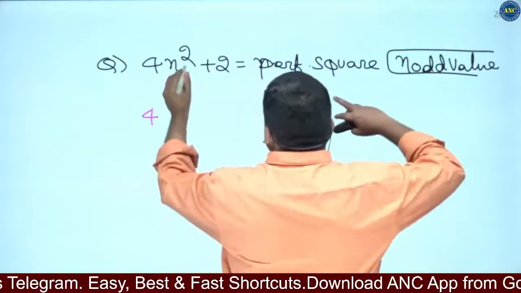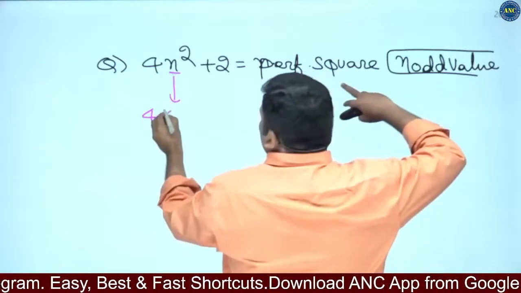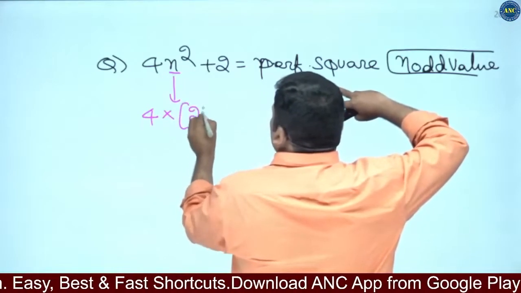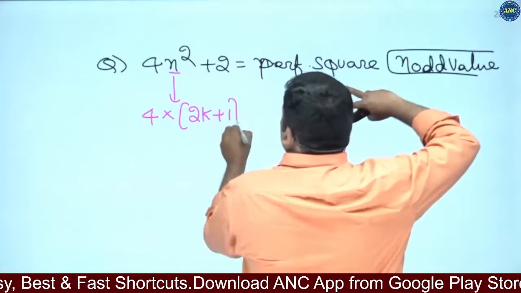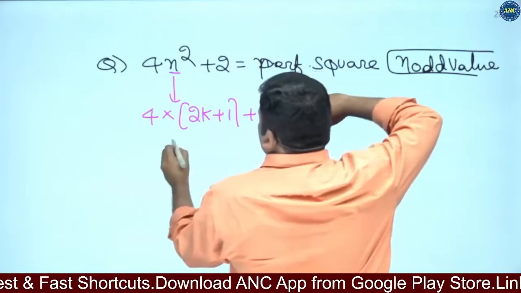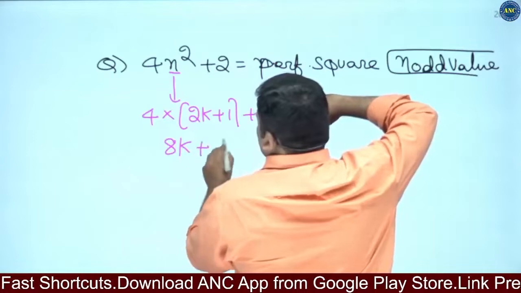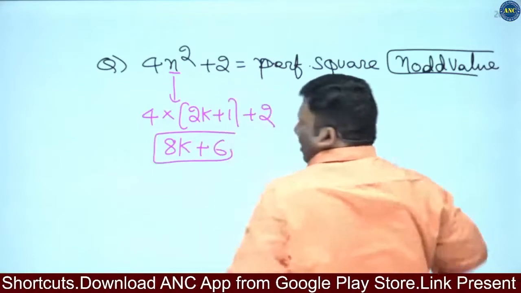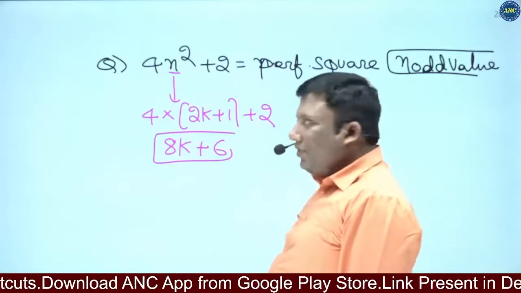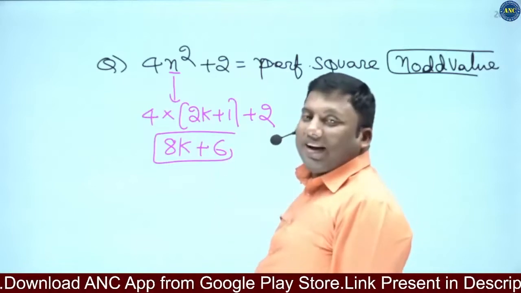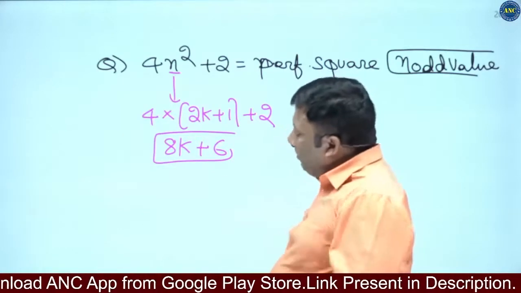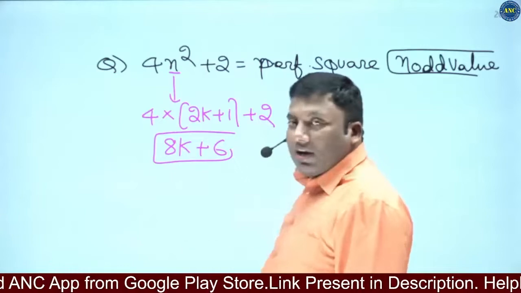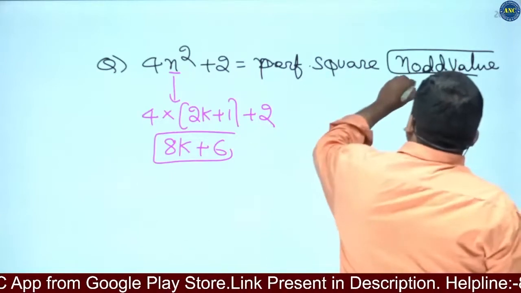4n squared plus 2 is a perfect square, and n is an odd number. The square of an odd number is odd, so 4 into (2k plus 1) plus 2 is 8k plus 6. Any perfect square when divided by 8 gives remainder 0, 1 or 4. I got remainder 6, so the answer is no value.